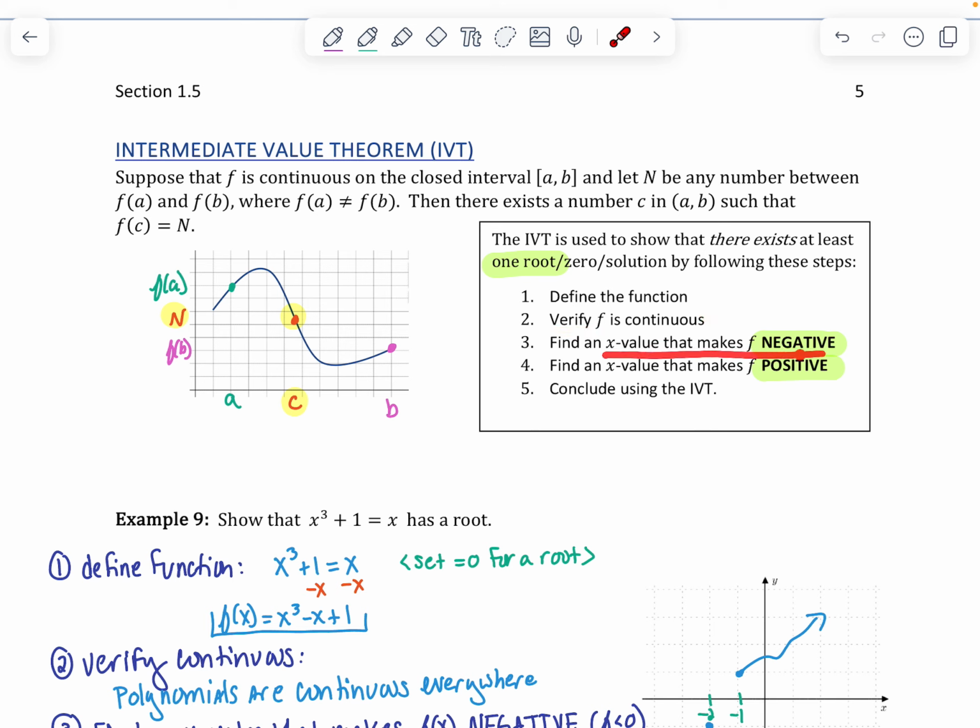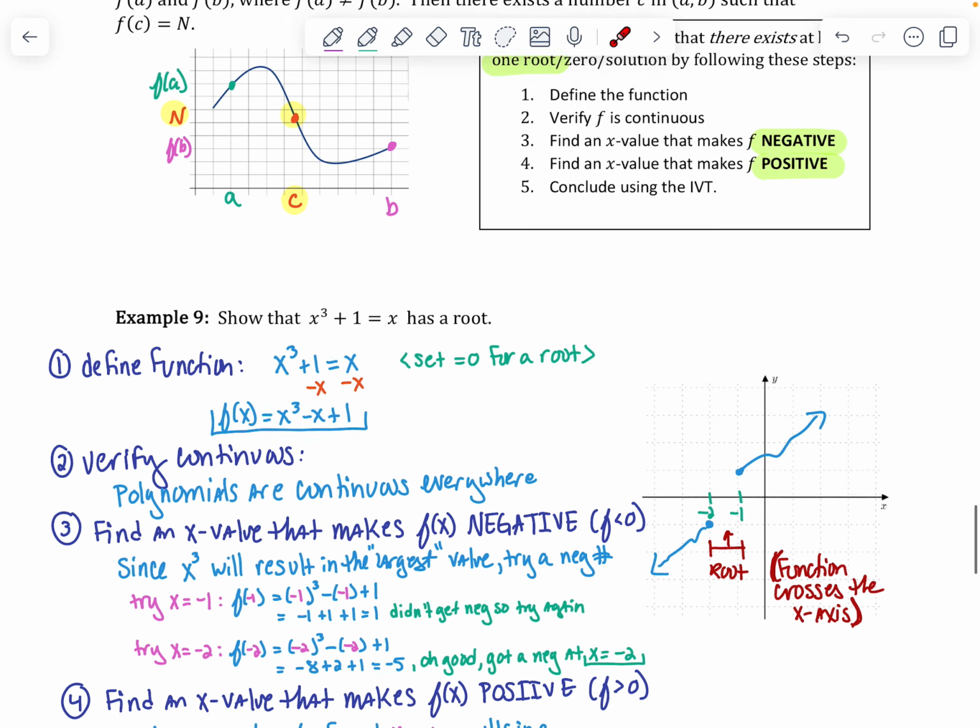Then we'll need an x value that has an output that's negative and a different x value that has an output that is positive, right? Our two outputs are not equal to each other. Then there has to be an output in between them. In between all positives and negatives is 0. And therefore, we need to end with a concluding statement.